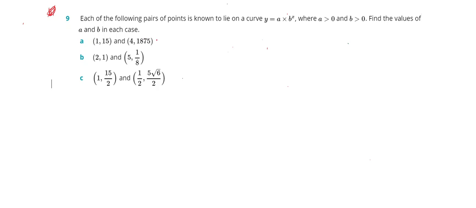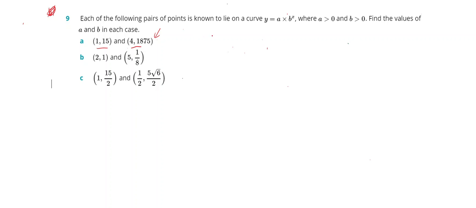Now, if you're given 2 points and none of the points is the initial value, then we've got to find a way to solve for them simultaneously. Like normal simultaneous equations, we've got some data, 2 data points: when y equals 15, x equals 1, or when y equals 1875, x equals 4.